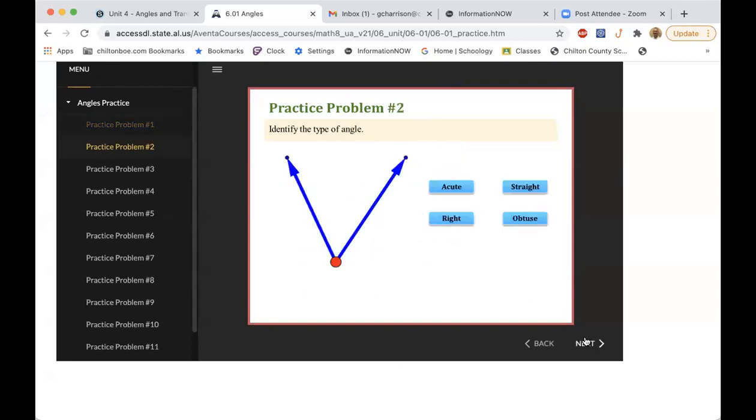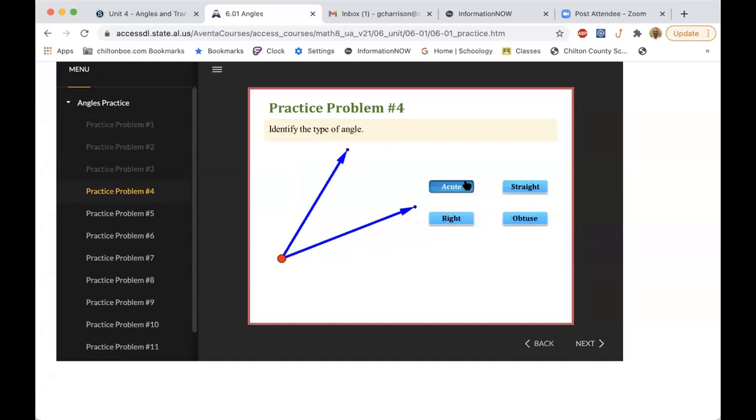Number 2. That is smaller than 90 degrees, so that makes it acute. Number 3. Number 3 is exactly 90 degrees, so that makes it right. Number 4. Number 4 is smaller than 90 degrees, so that makes it acute.